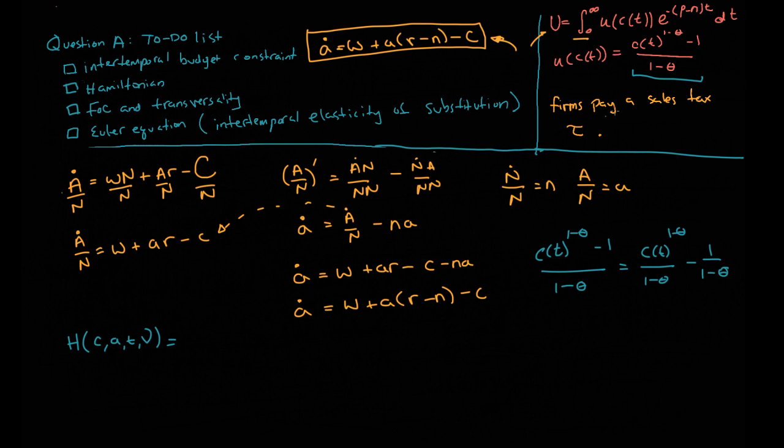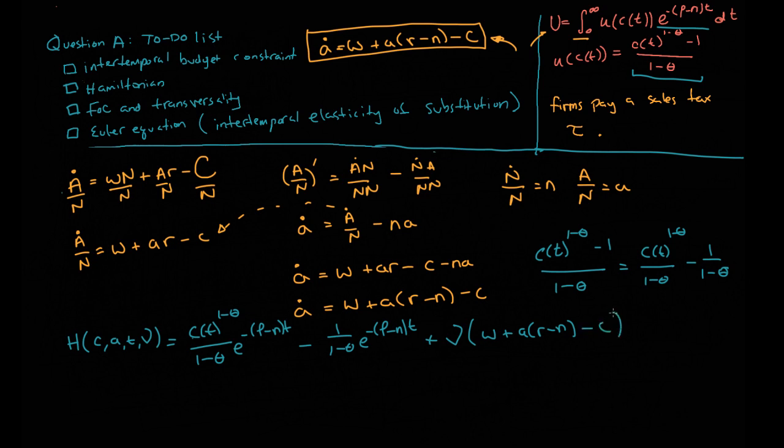And that's all going to be multiplied by e to the minus rho minus n t, but for taking the derivatives this will be a little bit easier. I'll even FOIL through the e. So we'll take c_t to the 1 minus theta over 1 minus theta, e to the minus rho minus n t, minus 1 over 1 minus theta, e to the minus rho minus n t, plus nu times the budget constraint, W plus A, R minus N, minus C.